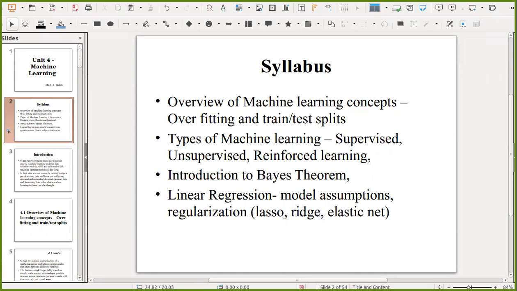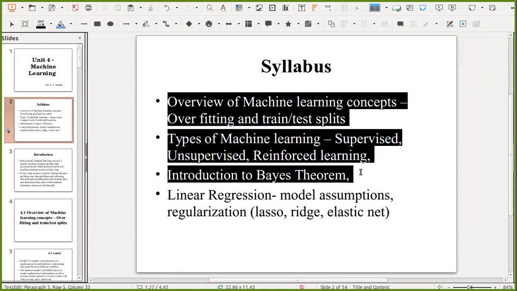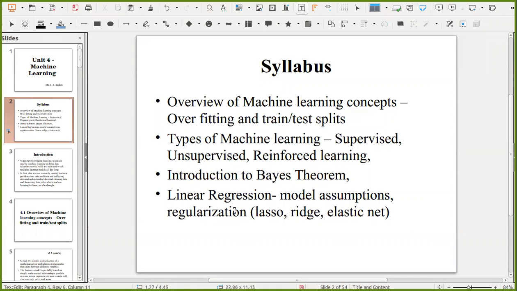If you have a doubt in any of the first three points, let me know. Else we'll go for the last point in the fourth chapter syllabus, that is linear regression.